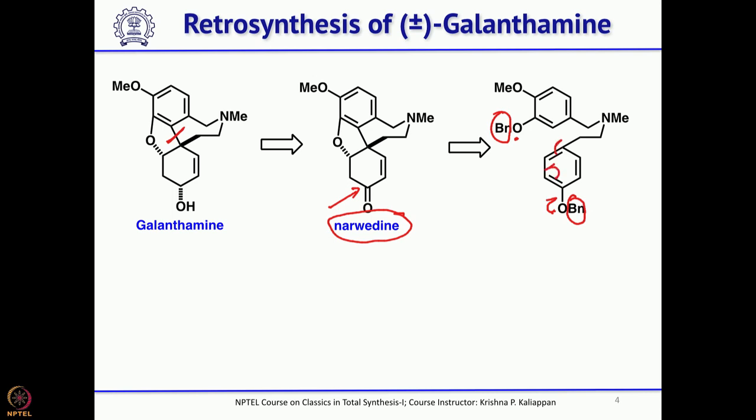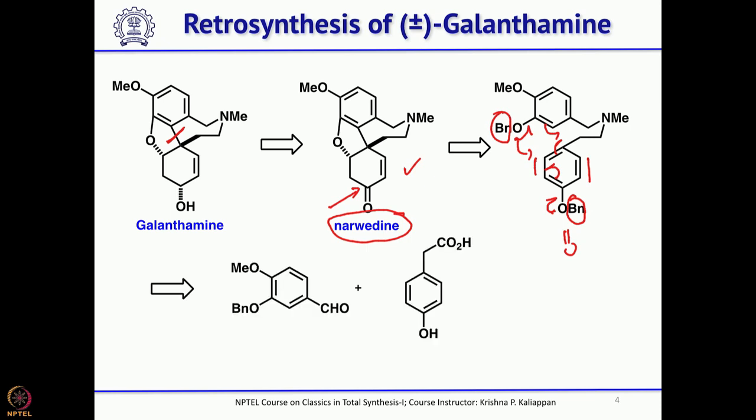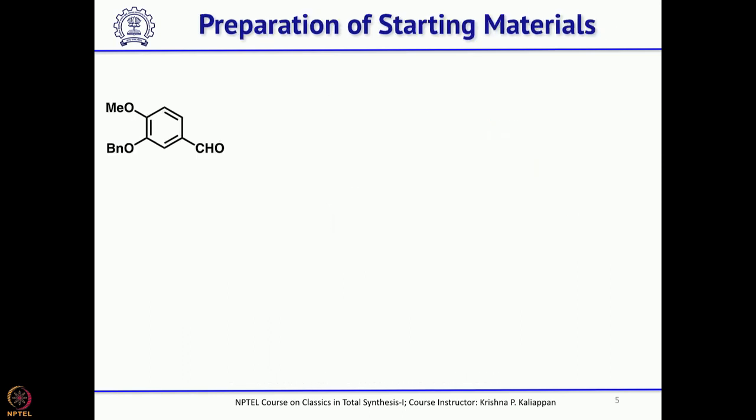so they come all the way, okay, and then cyclize. So once it cyclizes, you get an enone, double bond here and double bond here like this, enone. Then this phenolic hydroxyl group will undergo intramolecular oxa-Michael addition to give narwedine. So that was the idea. That idea was based on a biomimetic strategy. And this can be obtained from these two simple starting materials, aldehyde and the corresponding para-hydroxyphenylacetic acid.